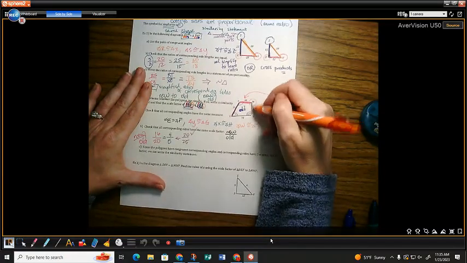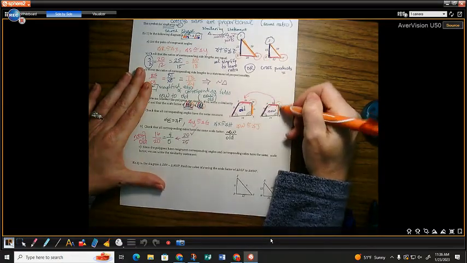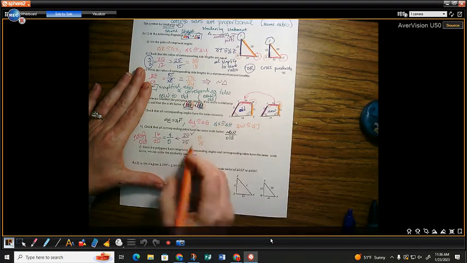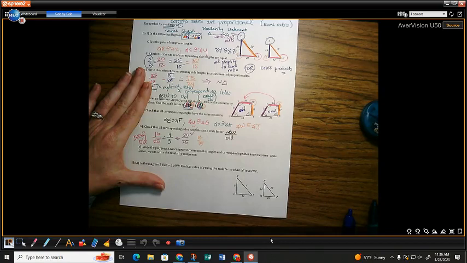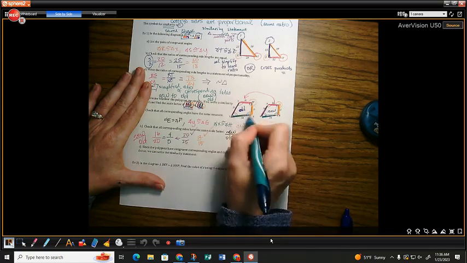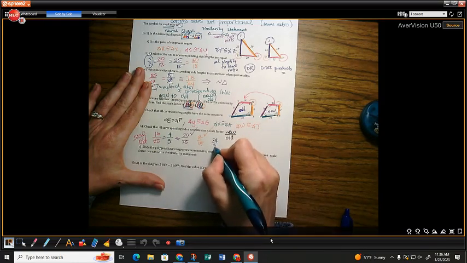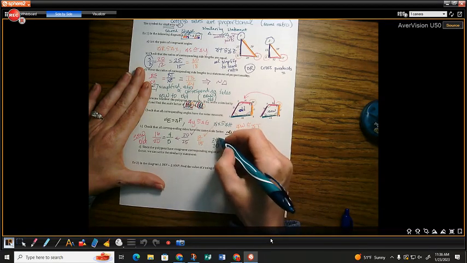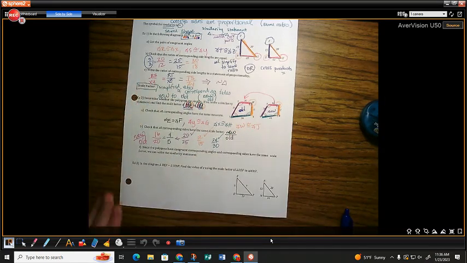What if I use these right-hand sides? Which should go on top, 12 or 15? 12. Does 12 over 15 simplify down to 4 fifths? Yes. Okay. What about the 24 and the 30? They both divide by 6. 24 divided by 6 is 4, 30 divided by 6 is 5. Yep, they all work. So they all have the same scale factor.